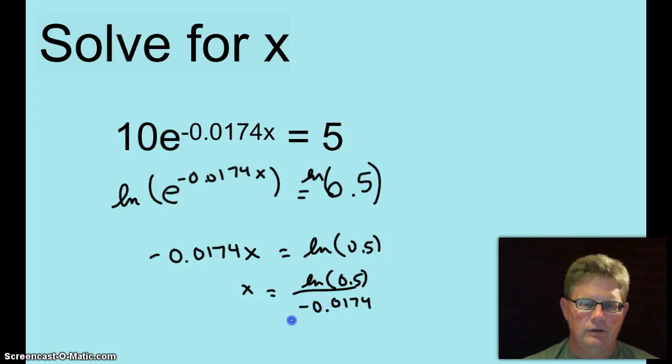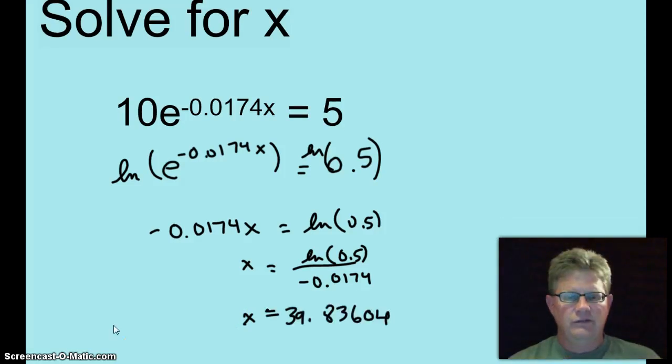And you know what? I have to go get my calculator because I have no clue how to do that in my head. I know it's positive though, because the ln of any number between 0 and 1 is going to be negative. Hold on, I'll be right back to get that answer for you, and while you're waiting, why don't you get it yourself? Guys, there you go. x equals 39.83604 out to the nearest fifth decimal place.